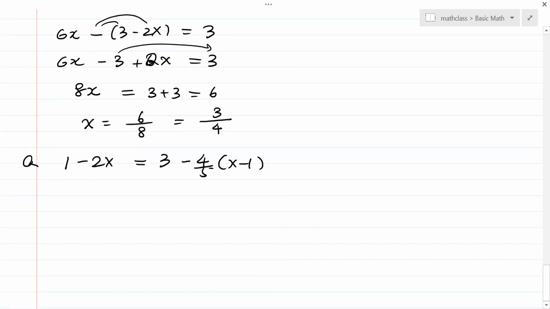Now, what you should do as a first step is multiply both sides by 5, because it's difficult to handle the fractions in the computation. So get rid of that first. You multiply both sides by 5. Every term is multiplied by 5. So 1 times 5 is 5, 2 times 5 is 10, 3 times 5 is 15, and 4/5 times 5 is 4.